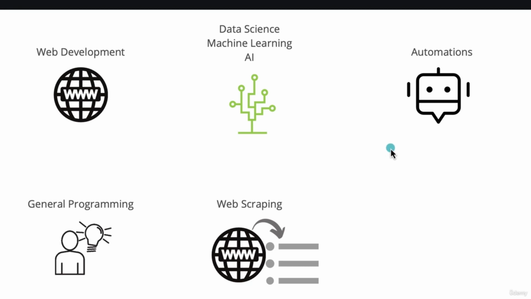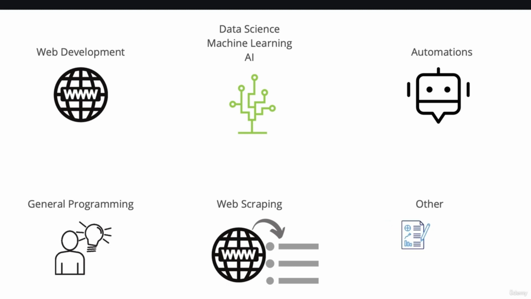So web development and data science, machine learning and AI are more specific career paths, so to say.